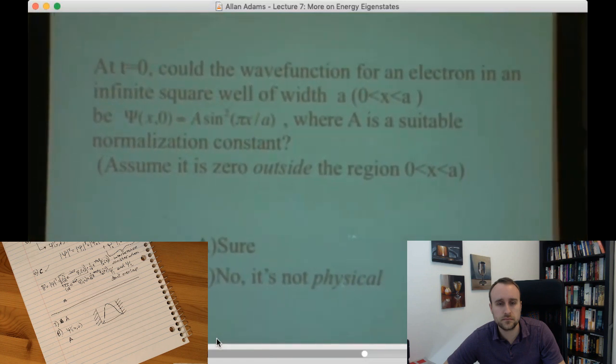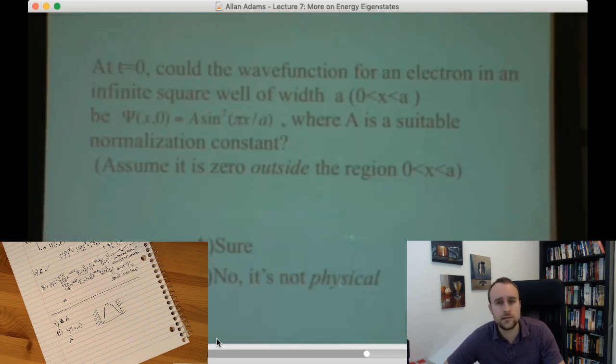What properties should the wave function have so that it's viable? Is it zero at the walls? Is it smooth? Yeah, exactly. I see you as a superposition. So the answer is yeah. All right. Vote again.